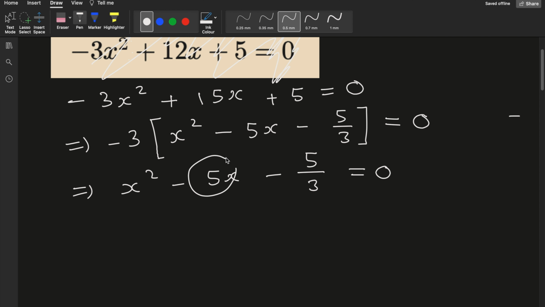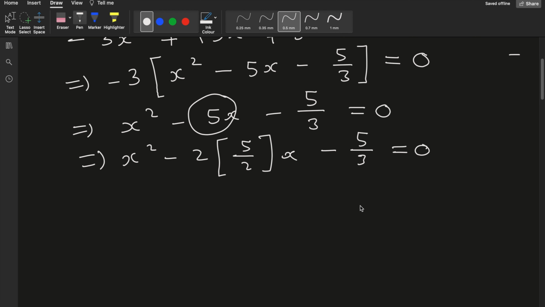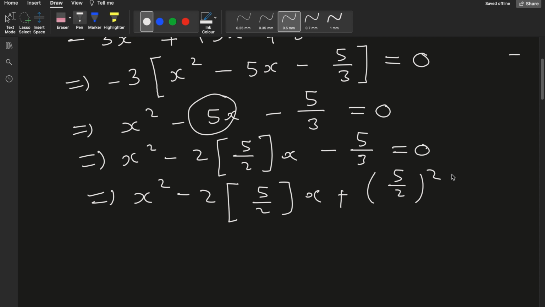So we'll have to write this as x squared minus 2 into 5 divided by 2 x minus 5 divided by 3 equals 0. And now we'll have to write the square of this. We'll have to add the square of this to both sides. This implies x squared minus 2 into 5 divided by 2 x plus (5 divided by 2) whole squared.